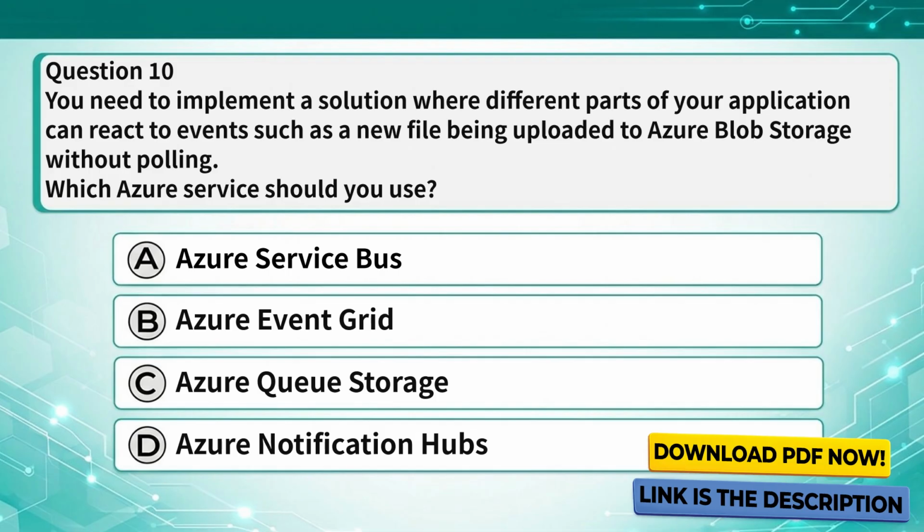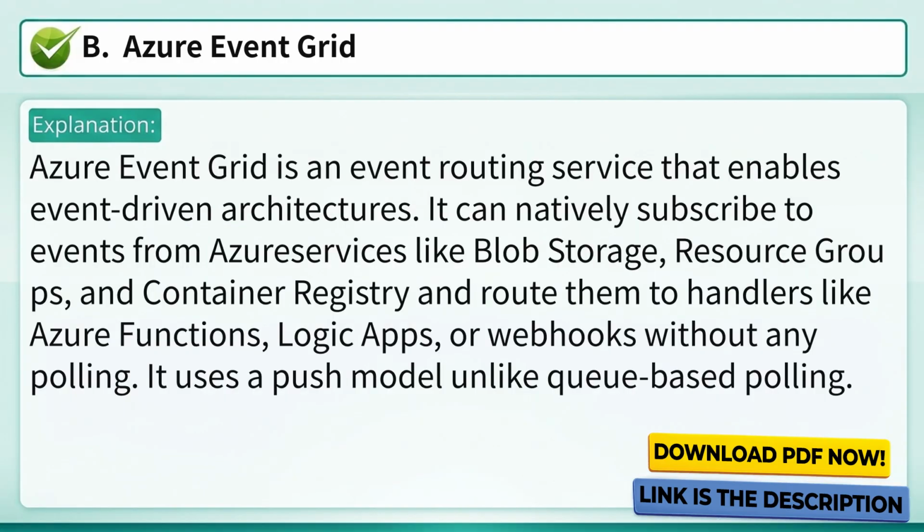Question 10. You need to implement a solution where different parts of your application can react to events such as a new file being uploaded to Azure Blob Storage without polling. Which Azure service should you use? A. Azure Service Bus. B. Azure Event Grid. C. Azure Queue Storage. D. Azure Notification Hubs.